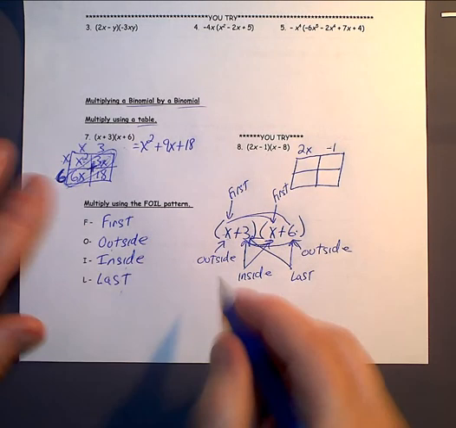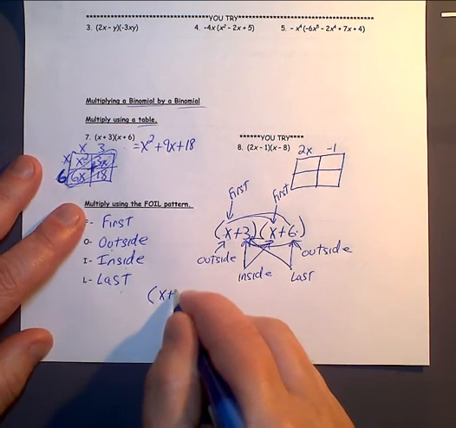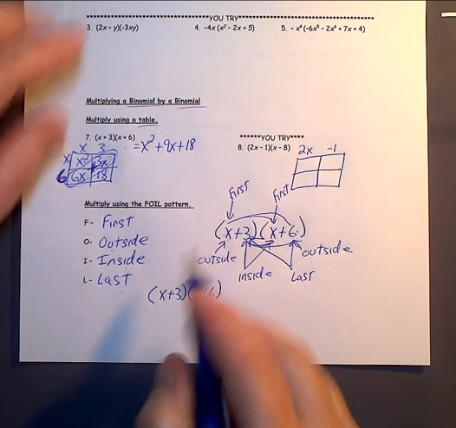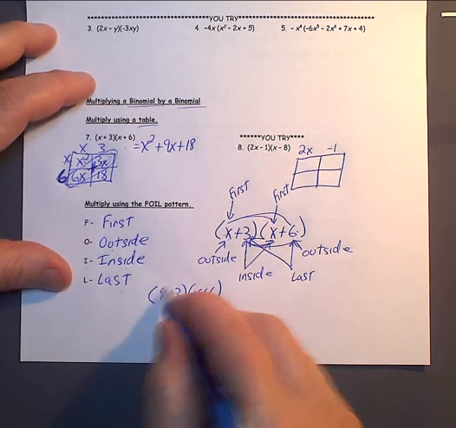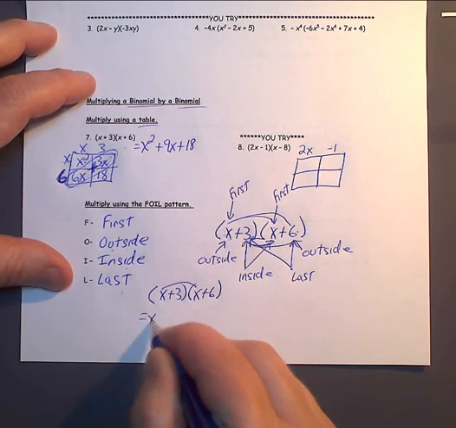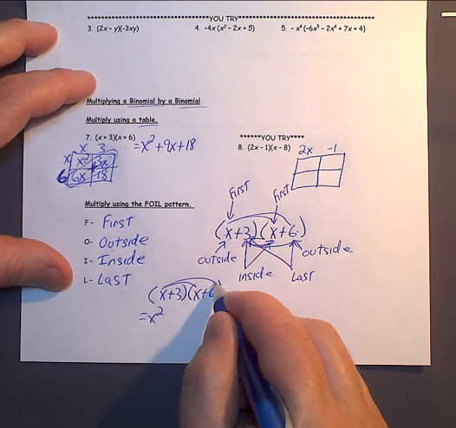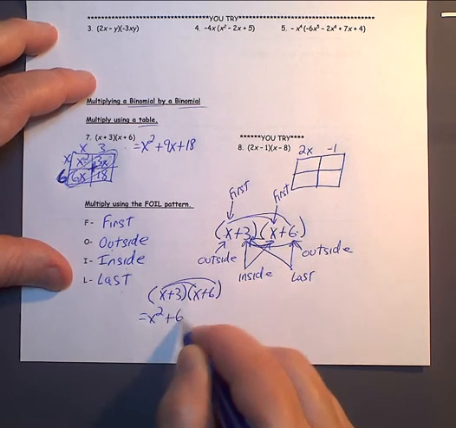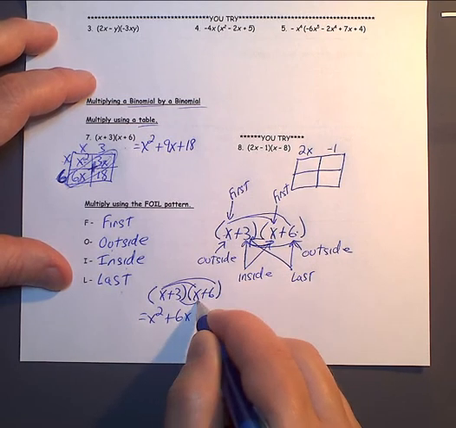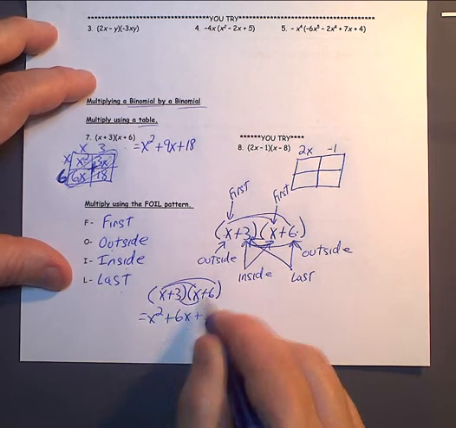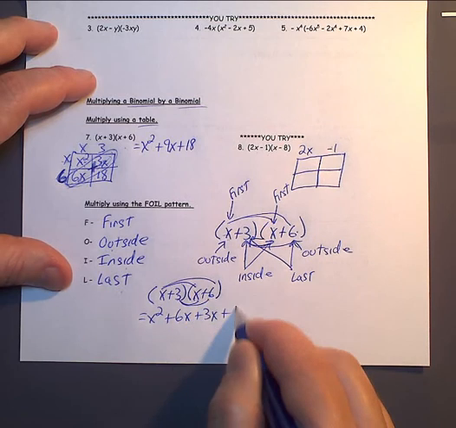So if I was to do that down here, I'm going to rewrite this. Remember, we got an answer up here, but I can show you FOIL. First, x squared, x times x. Outside terms, x times 6, which is 6x. Inside terms, 3 times x is 3x. The last term in each binomial, 3 times 6 is 18.